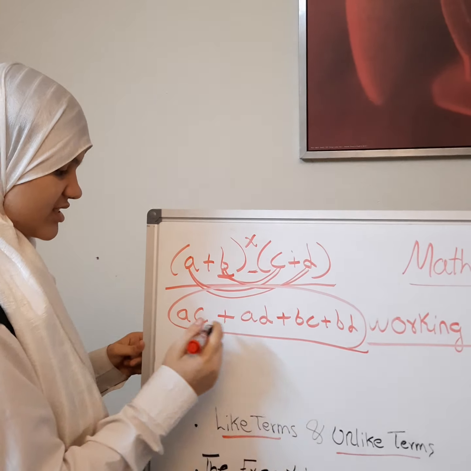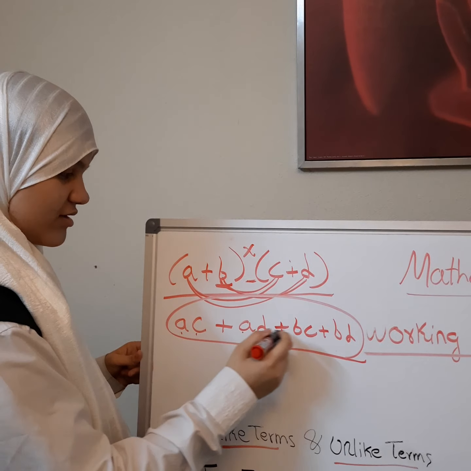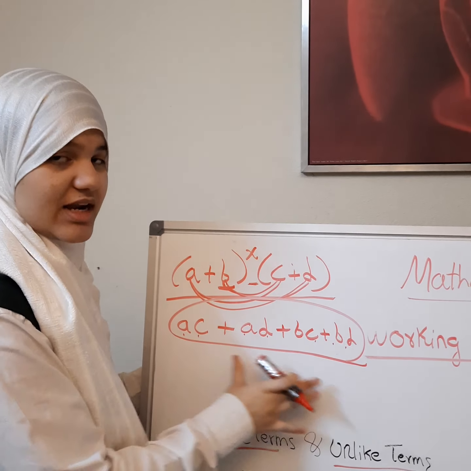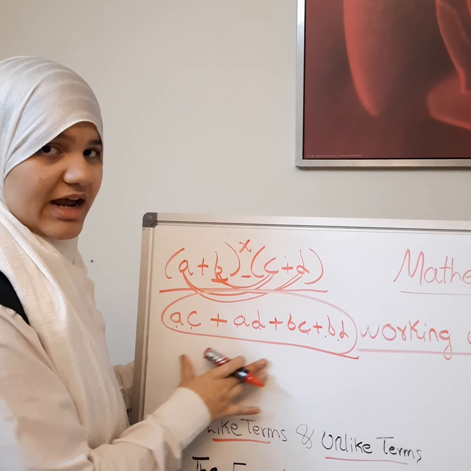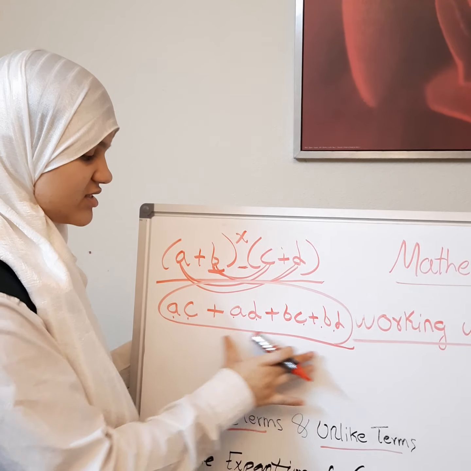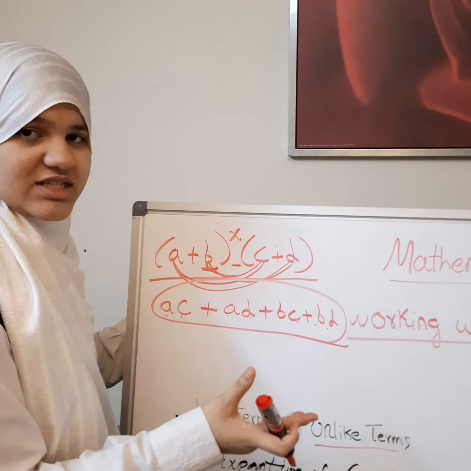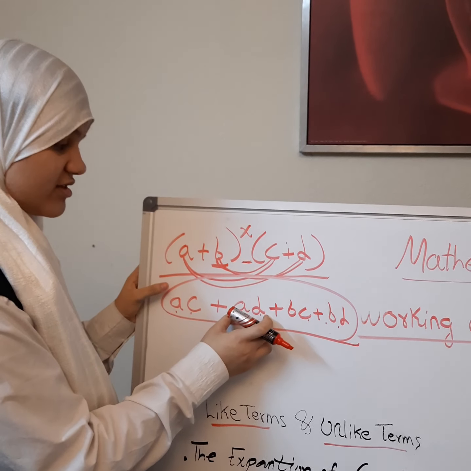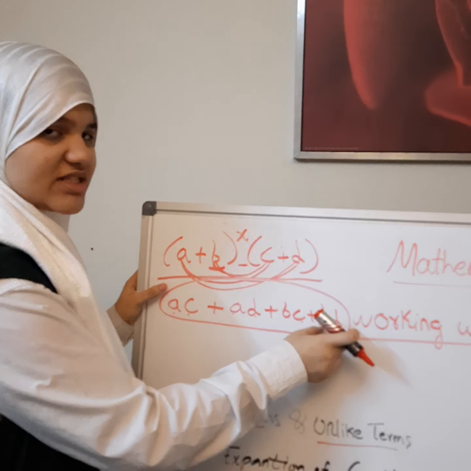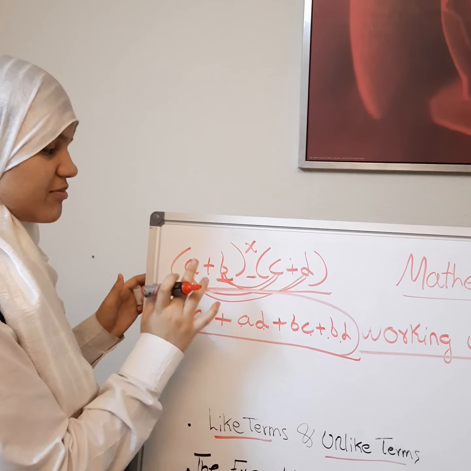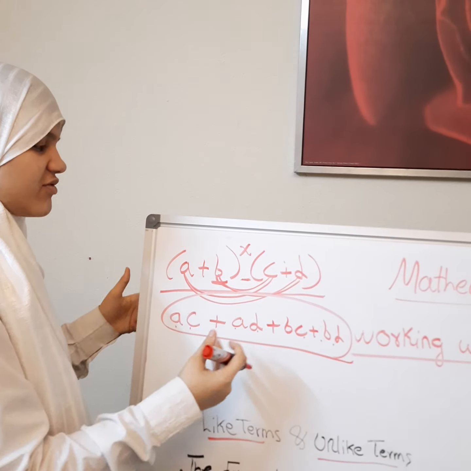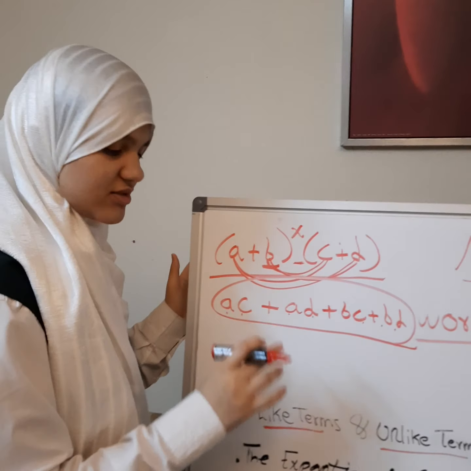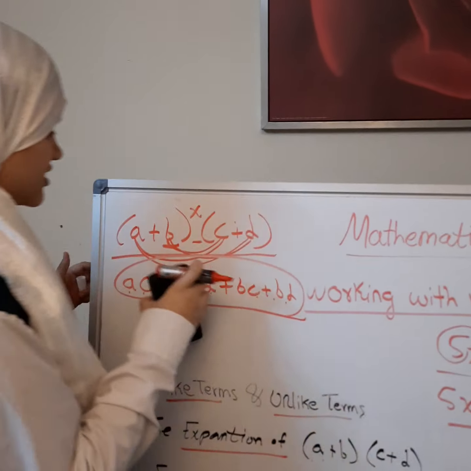But now if you see here AC, AD, BC, BD, we can't make them like terms because they are unlike terms, or we can't add them because they are not the same variables. AC is different from AD, BC is different from BD. This is the thing about expansion. This was only with variables, or alphabets, like for example, if we want to do it with numbers.